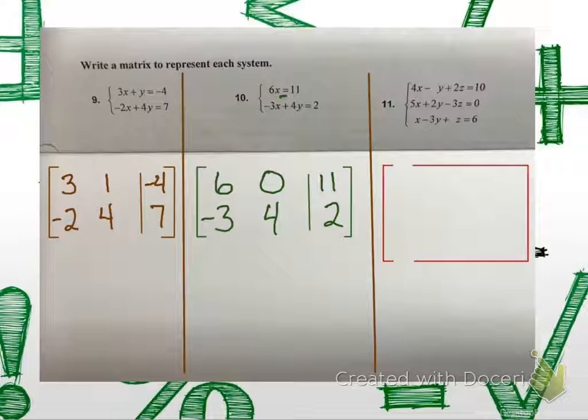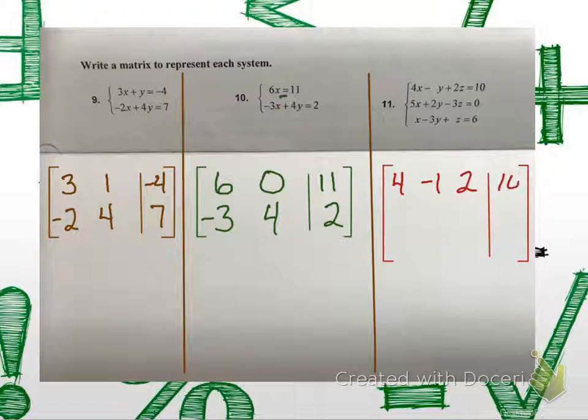Number 11, all right, we have 3 rows with 4 columns. First row, 4, -1, 2, and 10. Second row, 5, 2, -3, and 0. And the third row, 1, -3, 1, and 6.